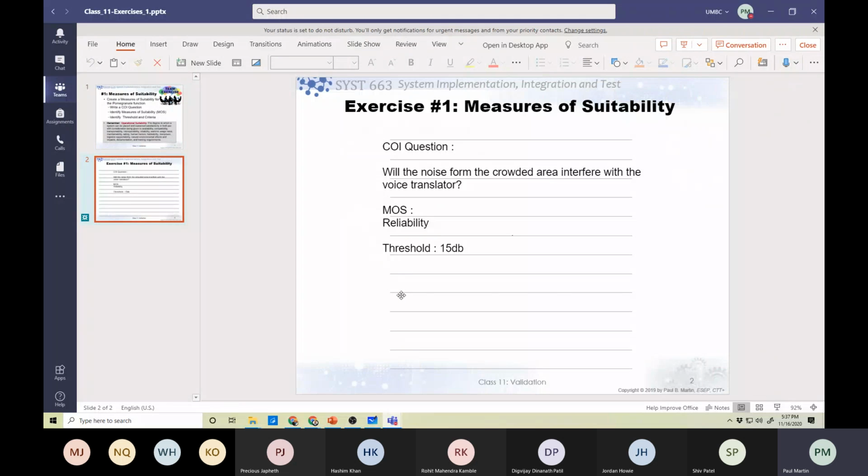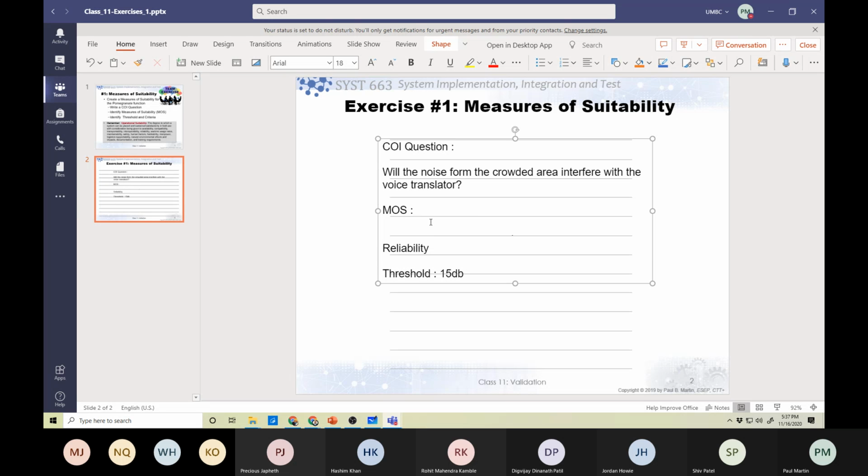Yes, very simple one for the voice translator. What are you worried about? Our question was: will the noise from the crowded area interfere with the voice translator? To elaborate, if I'm in a crowded area speaking and someone else is speaking something else, would that be a problem or not? So our MOS is reliability.